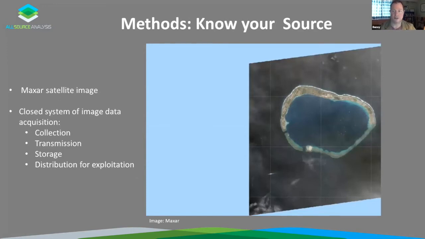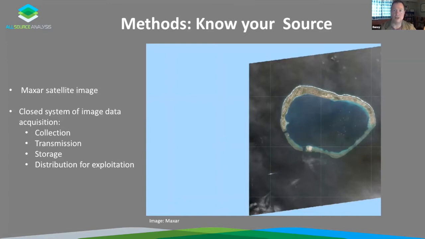First, know your source. Now, the example graphic here shows raw primary source data, so raw image data. This is a Maxar satellite image. So now we know the source. It came from the Maxar company. We know that Maxar uses a closed system of image data acquisition. That means they collect the image, they transmit that data themselves to their own ground station. This is a bit of a simplification, but this is generally accurate. They store it themselves, they distribute it for exploitation. So it's a closed system of image data acquisition.